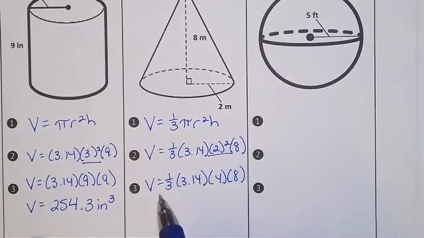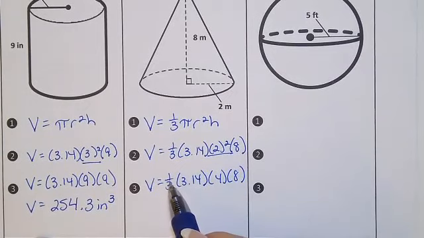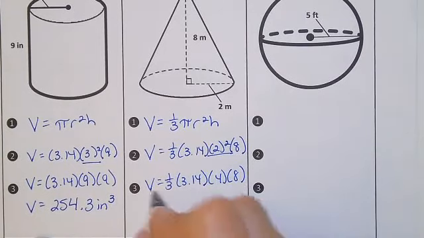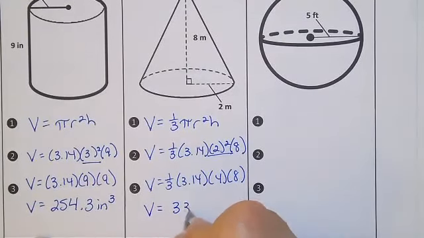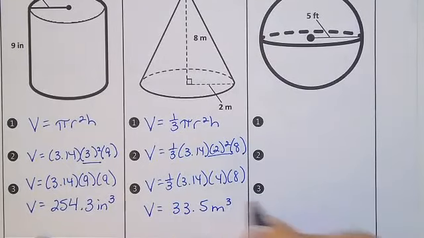All right, so I'm going to multiply these and divide it by 3. Another option is to do 1 divided by 3, get my answer, and then multiply it times these 3 terms. Either way, I get volume is 33.5 meters cubed.